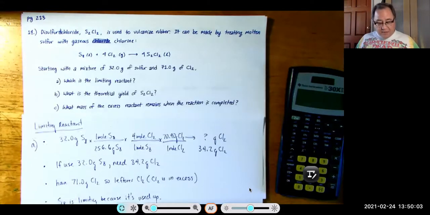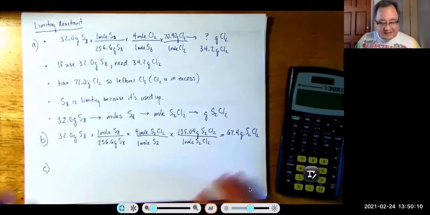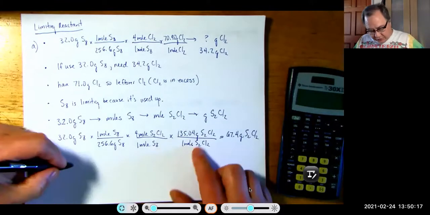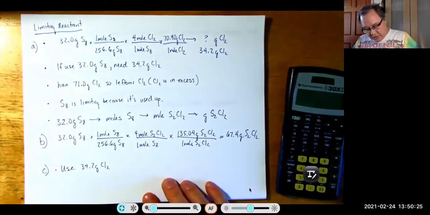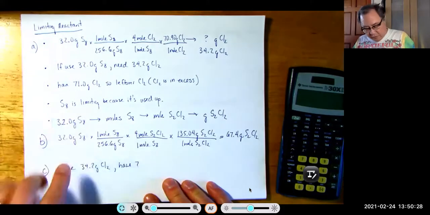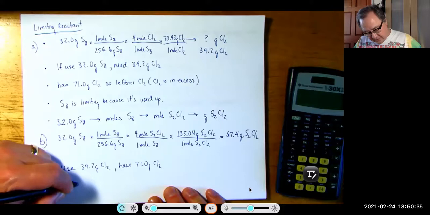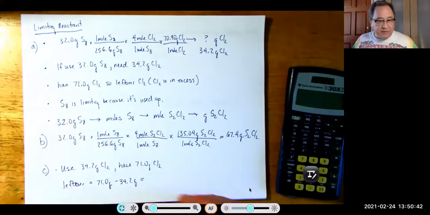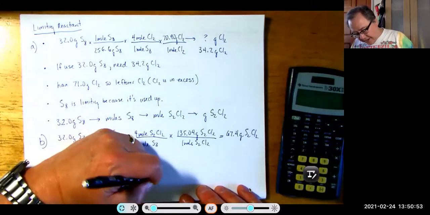And for C, it says, what mass of the excess reactant remains when the reaction is complete? What mass of the excess reactant is left over? So here, we know that we use 34.2 grams of Cl2. We have 71.0 grams of Cl2. So what's going to be left over? The leftover is going to be the 71.0 grams minus the 34.2 grams, which is going to be roughly 35 grams, right? So we get 36.8 grams left over.